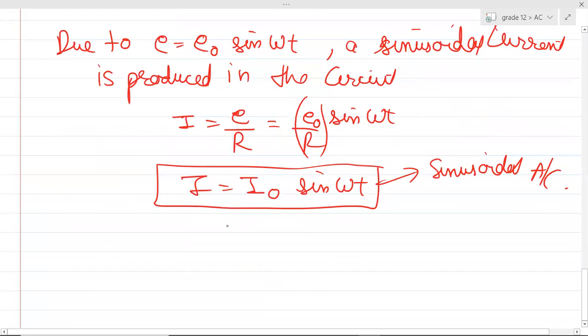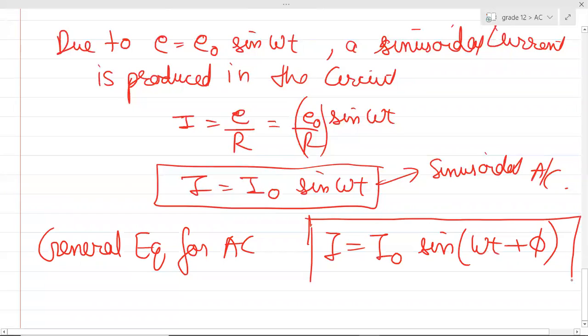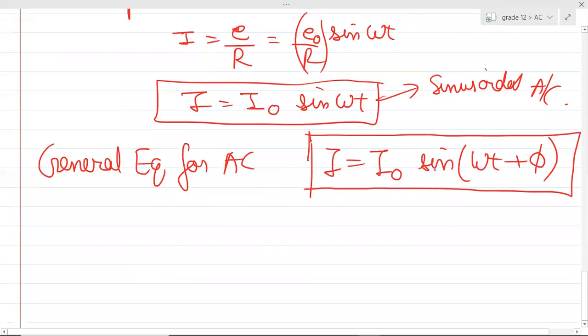Generally, this equation I can write as the general equation for AC: I equals I naught sine of omega t plus phi. We'll discuss each and every term, what exactly all these terms are, later on, not now. It's not required right now.